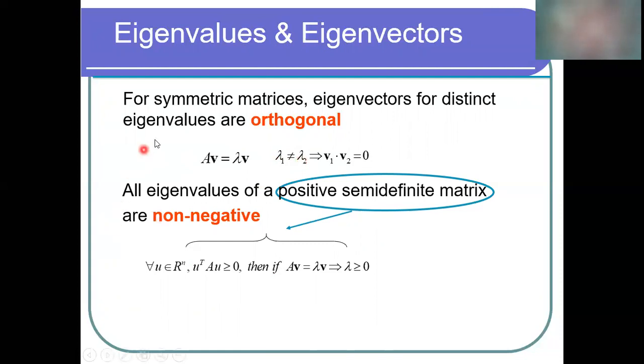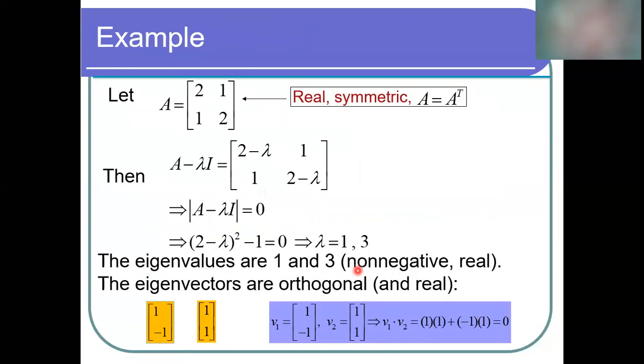So in the case of symmetrical matrices, the eigenvalues of a positive semi-definite matrix are non-negative. It means for all u belonging to R^n, an n-tuple, u^T A u is greater than or equal to 0. Then if Av is equal to lambda times v, lambda is always greater than or equal to 0. In that case, we can say for a symmetrical matrix, the eigenvalues are distinct and their corresponding eigenvectors are always orthogonal. Let us take one example, dear student.